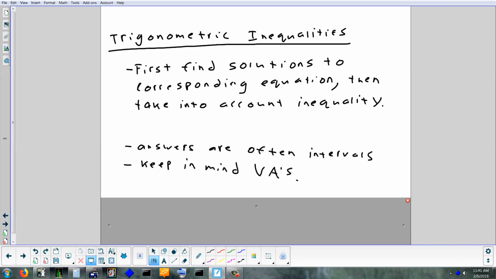And you do it the same way. If you can find the interval that's a solution in the first cycle, that interval is going to repeat every single cycle, just like an answer. Okay. Also, keep in mind vertical asymptotes, because if you have a vertical asymptote in a problem, you can never include the number at an asymptote. So if you have an interval and one end of the interval is an asymptote, it's always a parenthesis. You can never include vertical asymptotes.